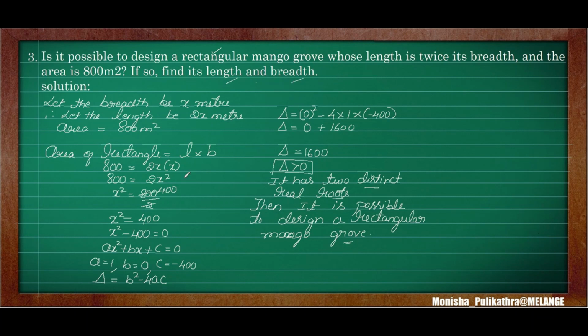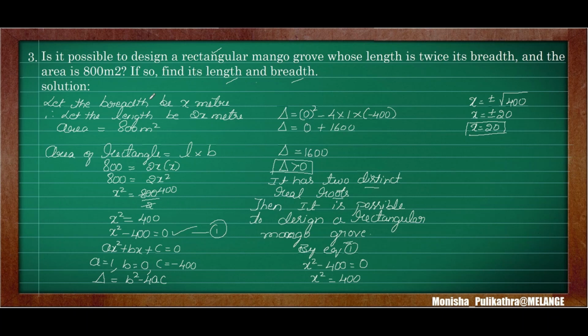Once we have proved that, we need to find out length and breadth. So next we have to take this equation, let this be equation 1. By equation 1, x square minus 400 is equal to 0. So x square is equal to 400. So x is equal to plus or minus square root of 400. Square root of 400 is 20. Since length can't be negative, we take x as positive 20.